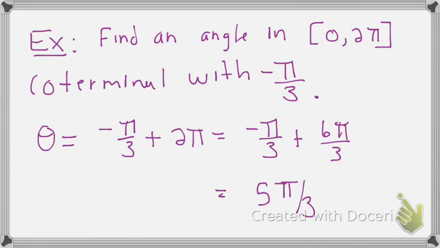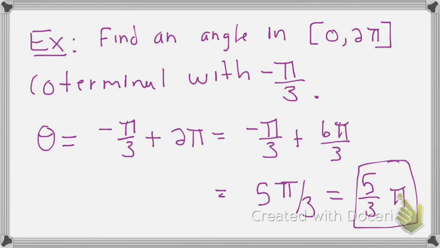Another way you could write this is as 5/3 times pi. So that would be an angle coterminal with minus pi over 3, and notice that the 5/3 pi is going to be less than 2 pi because 5/3 is less than 2. So that is in the given interval that we are looking for.